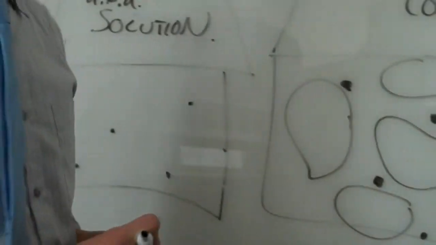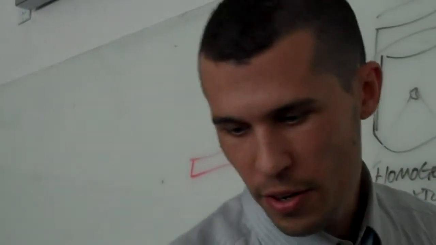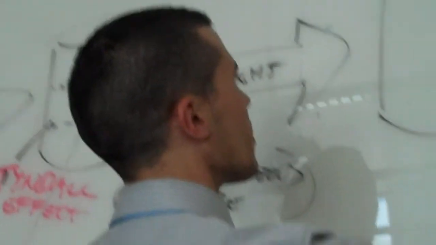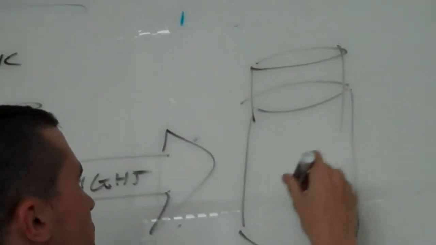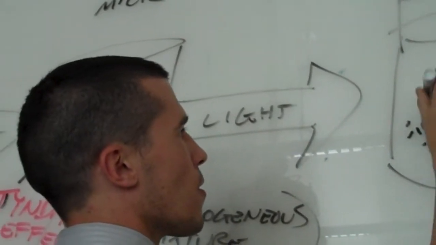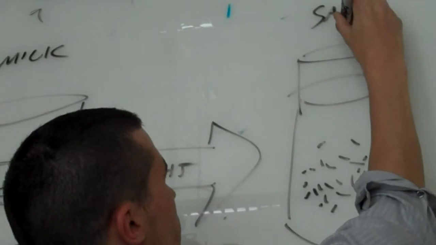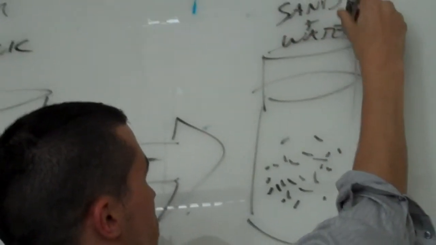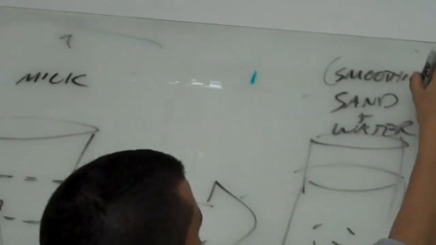All right. Now this light continues on, and it hits this stuff right here. This is going to be sand mixed with water, you can see it right here. Or you can think of maybe like a smoothie.